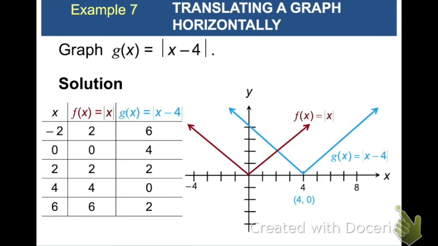In this example, we're looking at the graph of g of x, which is absolute value of x minus 4. So this time that minus 4 is inside of the absolute value bars. So what that means is that we're going to move everything to the right 4. You can see that the blue graph has been shifted right 4 units from the red graph.